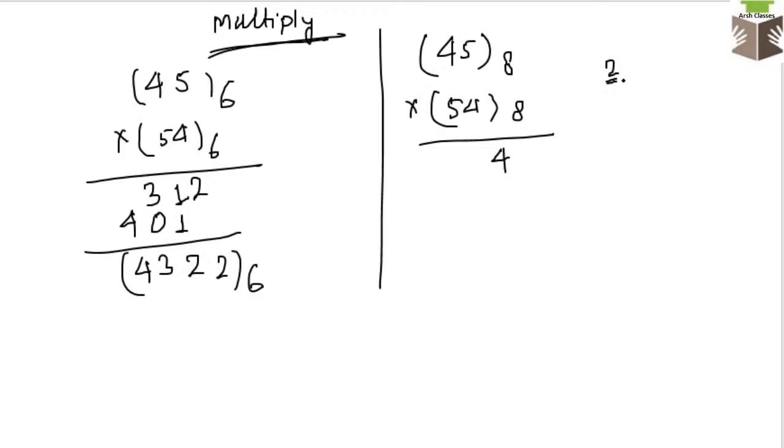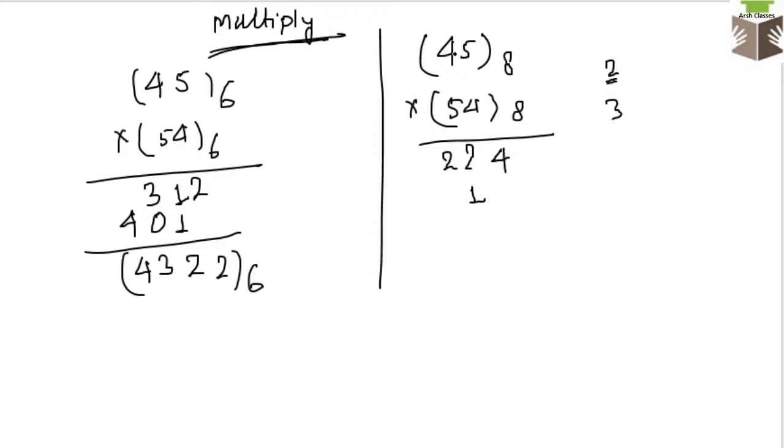Next, 4 4 is 16 plus 2 is 18. If you divide 18 by 8, 8 2s are 16. The remainder part is 2 and the quotient is 2. There are no further calculations, so we write that 2 as it is. Next is 5 5 is 25. If you divide 25 by 8, the remainder is 1 and the carry that you will get is 3.